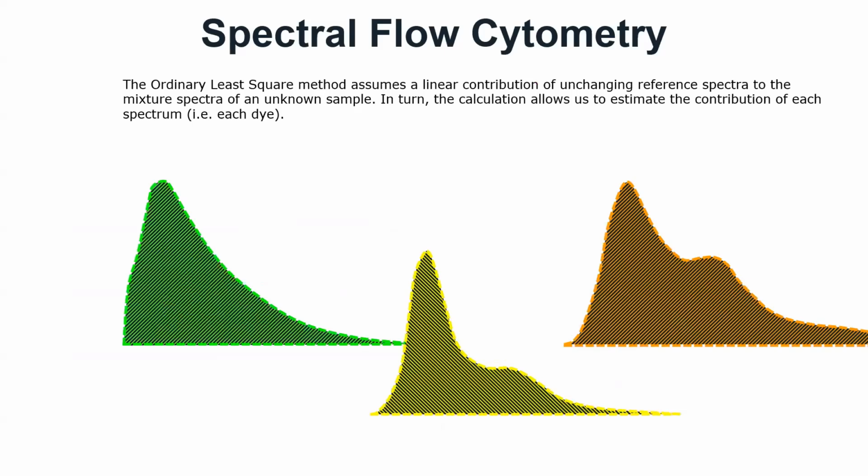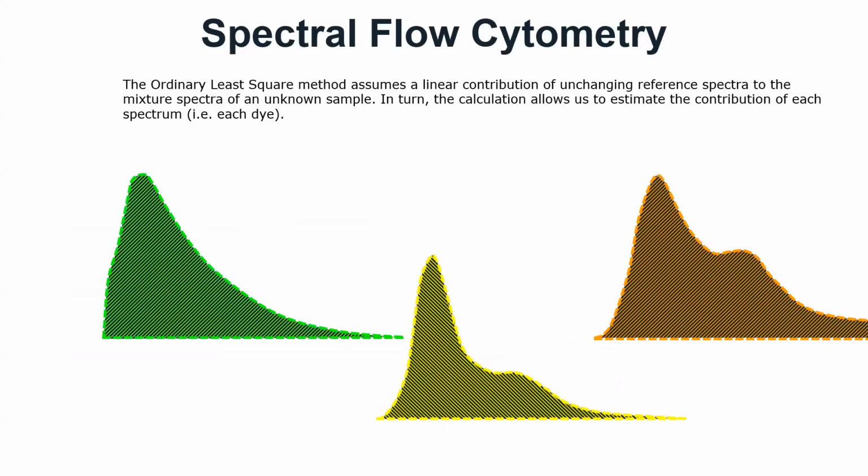But with the ordinary least squares method and all these types of algorithms, what we're assuming is a linear contribution of unchanged reference spectra. So you have to have your single positive controls and your unknown. And in turn, you're able to calculate the estimated spectrum for each dye. So now you're able to see each of these spectral patterns that we're getting here. And that's what spectral flow cytometry is doing.